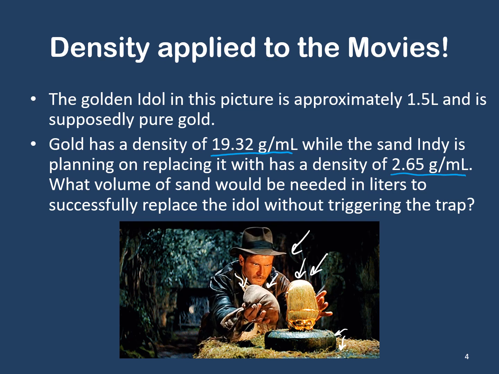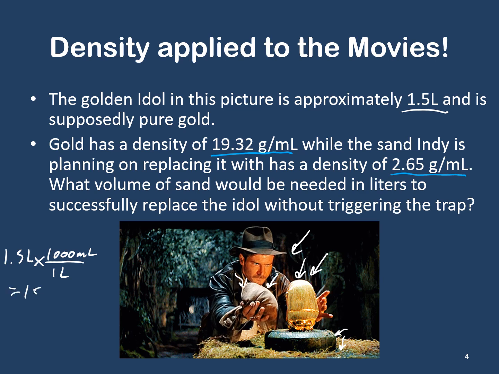So let's see how much volume of sand Indiana would have needed to put down on the plate so that the mass would be the same as the golden statue, and therefore the trap would not trigger. So if we're doing this calculation, the first thing we need to do is figure out what mass of gold is present. Now I'm going to approximate the volume of that statue to about 1.5 liters. I need to convert this from liters to milliliters, right? So 1.5 liters times 1,000 milliliters.